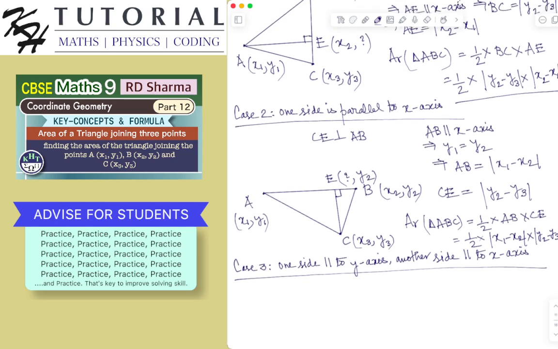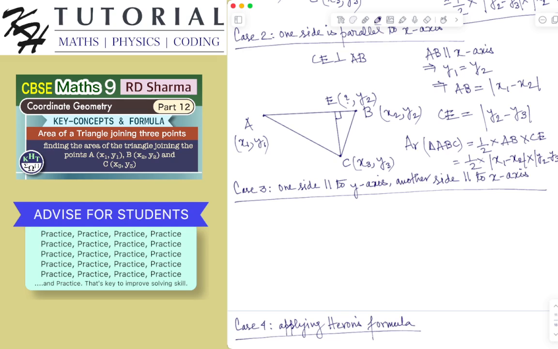Okay, case 3 is that the triangle formed will be a right angle triangle, that is, one side will be parallel to the x-axis and another side will be parallel to the y-axis. So let's say this is the side parallel to the y-axis. Let's say this is the side AB. Coordinates of A is x1, y1, coordinates of B is x2, y2, and let's say the sides AB and BC are perpendicular to each other.